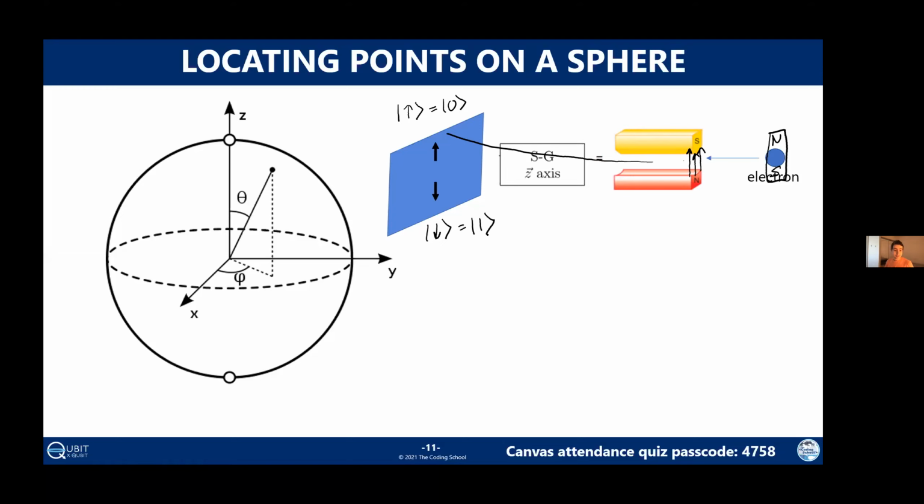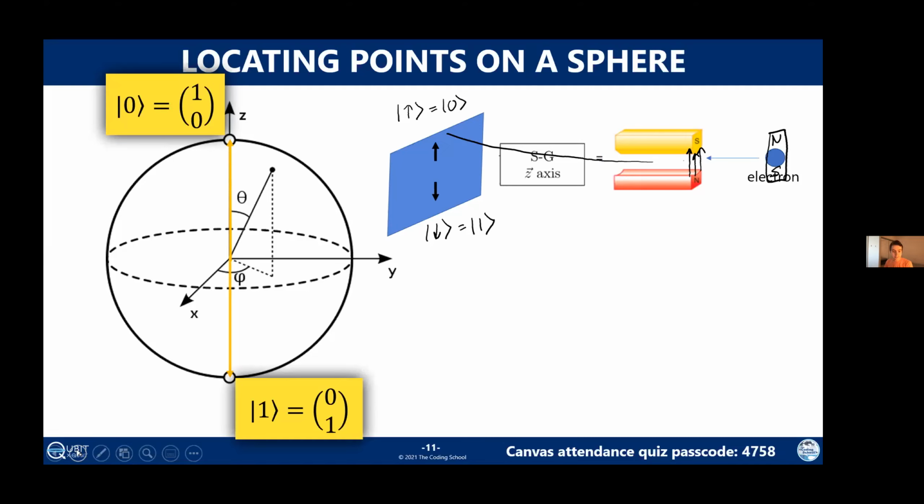It just so happens that these have a very nice correspondence to the Bloch sphere because ket 0 happens to be the point at the very top, like the North Pole, and ket 1 happens to be the point at the very bottom, the South Pole. So visually it looks very similar to the Bloch sphere, right? If you have an electron coming in the ket 0 state, it's going to deflect to the top. And if you have an electron coming in the ket 1 state, it's going to deflect to the bottom. And that's exactly what it looks like on the Bloch sphere. So this is sometimes how I try and remember where 0 and 1 are on the Bloch sphere.